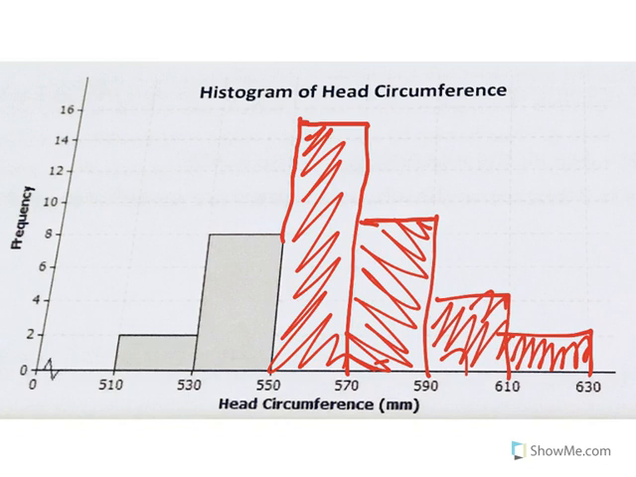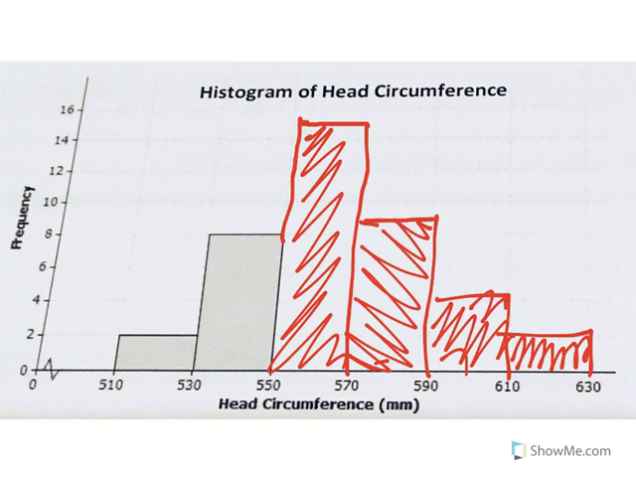How would the histogram change if you added head circumferences of 551 and 569 to the data set? Well, the 550 to 570 would add 2 more, right? So right now it's at 15, so we would have to put it up at 17. So if you add more numbers, you have to increase the size of your histogram, okay?